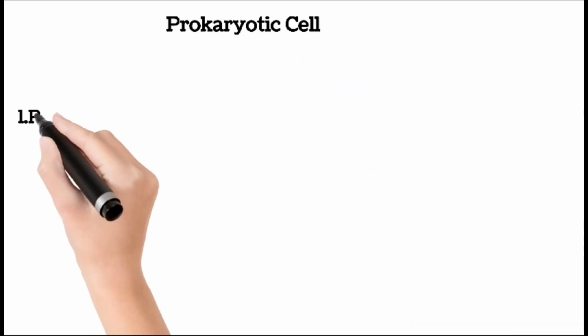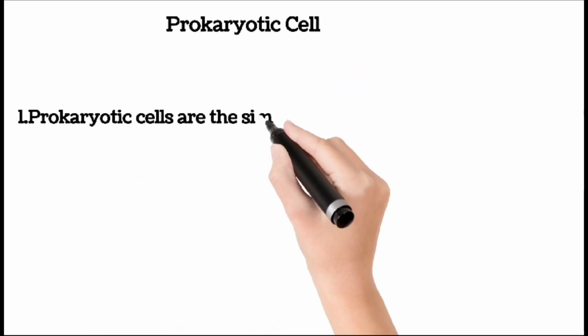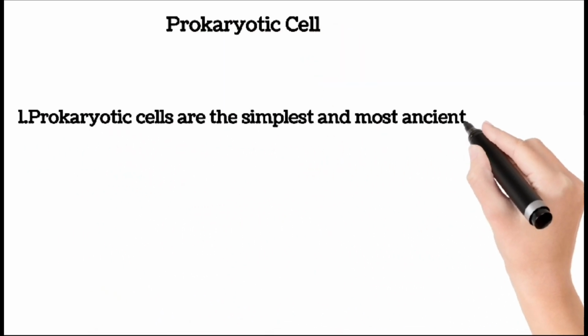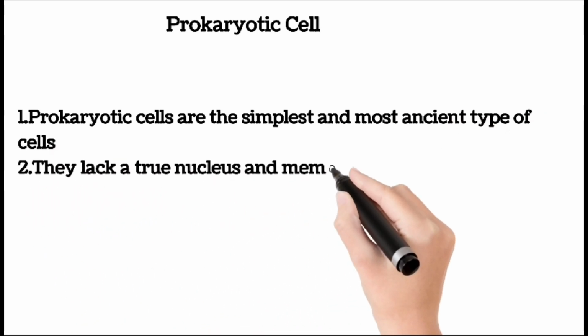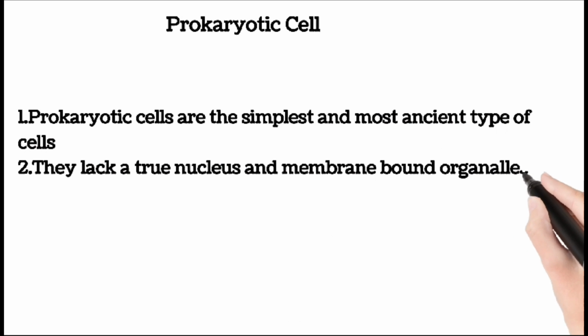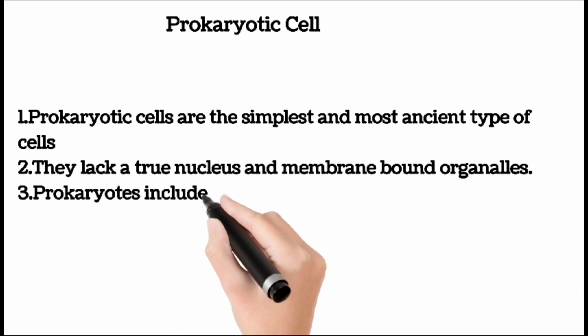Prokaryotic cell. Prokaryotic cells are the simplest and most ancient type of cells. They lack a true nucleus and membrane-bound organelles. Prokaryotes include bacteria and archaea.